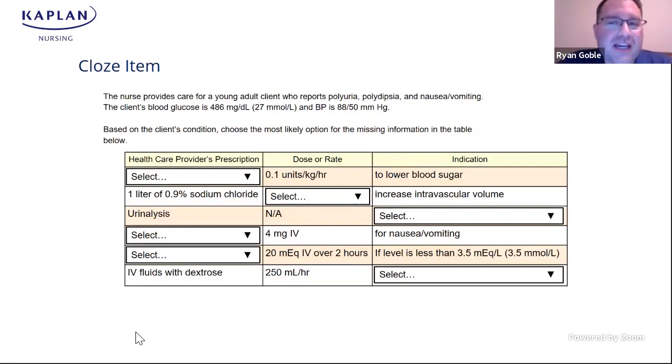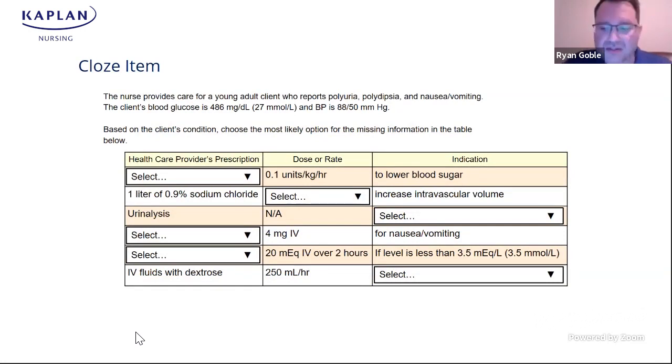Here's an example of a cloze item. Here in the stem, we see that it's a young adult client who reports polyuria, polydipsia, nausea and vomiting. The blood glucose is 486 milligrams per deciliter, and the client is hypotensive. So based on the client's condition, choose the most likely option for the missing information in the table below. I really like cloze items. Based on reading that information, the student should be able to analyze those cues and be thinking, this client could have diabetic ketoacidosis.